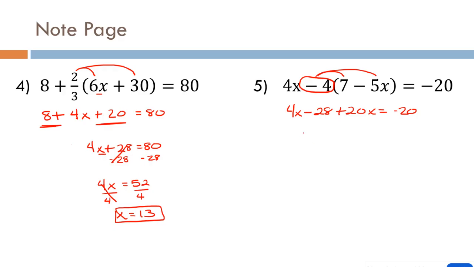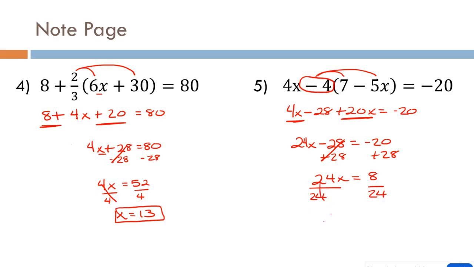Our second step we're looking at is combining like terms. Notice I've got a 4x and a positive 20x. Well, combining those, I get 24x. And then bring down minus 28 equals negative 20. Now our next step is to add 28 to both sides. Because it was a minus, I added. That gets rid of the 28, leaving me 24x equals a positive 8. And the last step is to divide by 24.